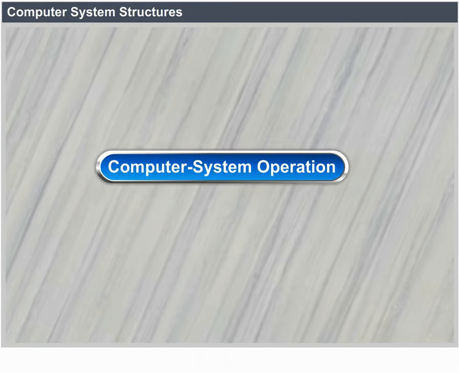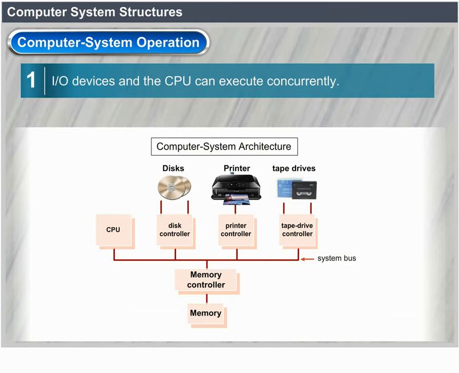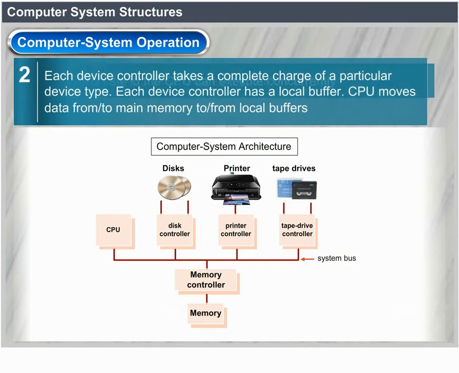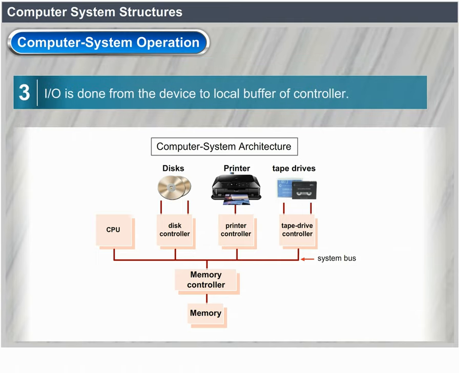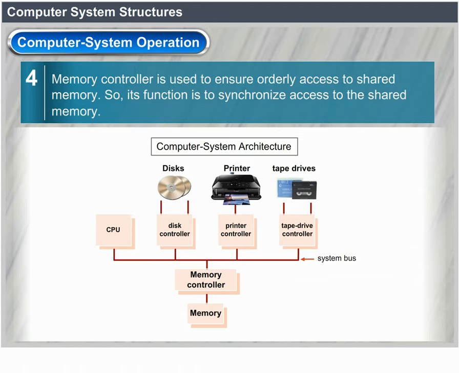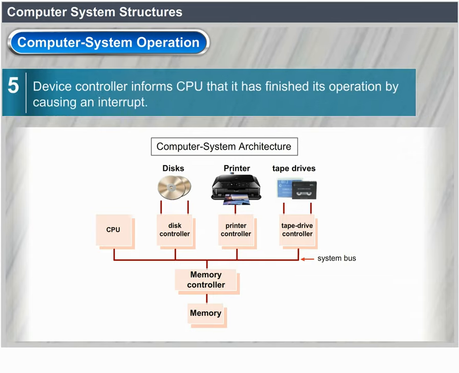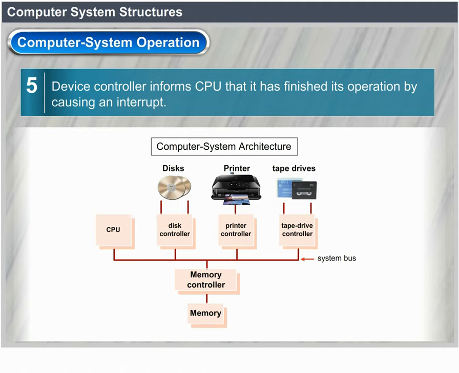Computer system operation. I/O devices and the CPU can execute concurrently. Each device controller is in charge of a particular device type. Each device controller has a local buffer. CPU moves data from and to main memory to and from local buffers. I/O is done from the device to the local buffer of the controller. Memory controller is used to ensure orderly access to shared memory. So its function is to synchronize access to the shared memory. Device controller informs CPU that it has finished its operation by causing an interrupt.